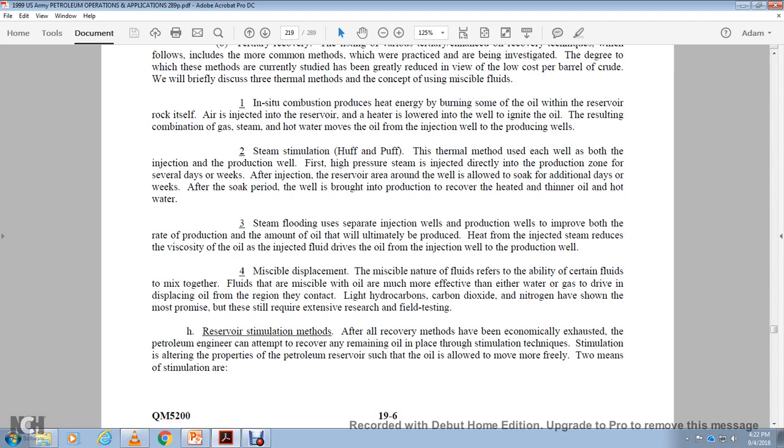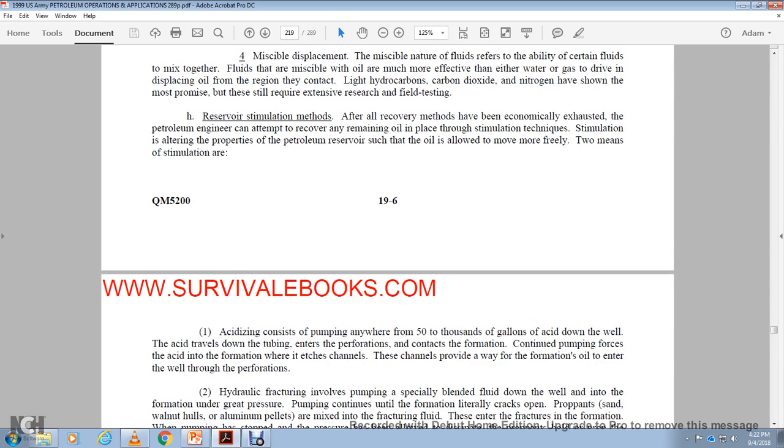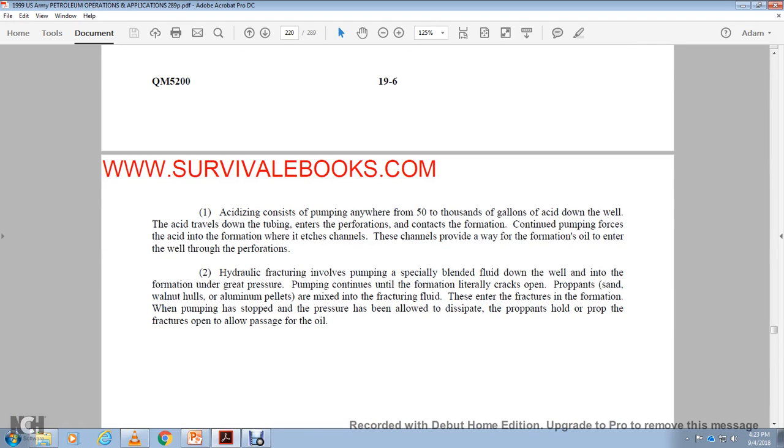Reservoir stimulation methods. When all the recovery methods have been exhausted, the petroleum engineer can attempt to recover the remaining oil through stimulation. The technique of stimulation involves altering the petroleum reservoir so that the oil is allowed to move freely. Two means of stimulation are acidizing, consisting of pumping anywhere from 500 to 2,000 gallons of acid down into the well. The acid travels down the tubing, enters the perforations and contacts the formation. Continued pumping forces the acid into the formation, etching channels. The channels provide a path for formation oil to enter the well through the perforations.